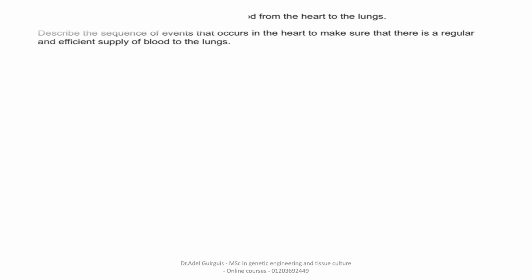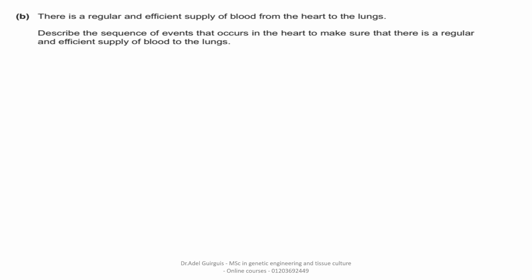Now for letter B. There is a regular and efficient supply of blood from the heart to the lungs. Describe the sequence of events that occurs in the heart to make sure that there is a regular and efficient supply of blood to the lungs. Here we are asked to discuss or describe the sequence of events that occur in the heart to make sure that there is a regular and efficient supply of blood to the lungs.